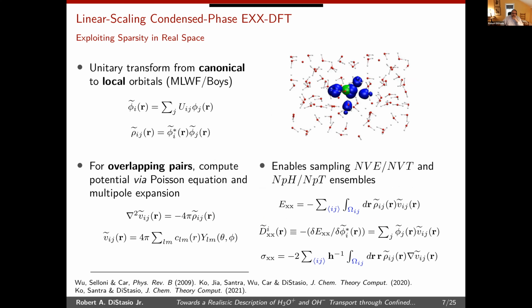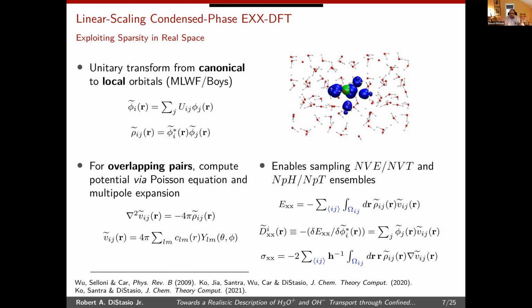Right, so the idea here is that you do a unitary transformation from the canonical orbitals to a series of local orbitals. In the original versions, I'll talk more about this later, we were using MLWFs. These are the maximally localized Wannier functions, the reciprocal space analogs of the Foster-Boys orbitals of quantum chemistry. So you get this unitary transformation, you localize the orbitals, and then once you have localized orbitals, you can form a localized product density. Now here's a picture of that for liquid water, right?